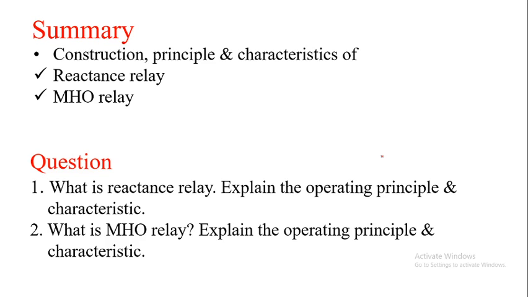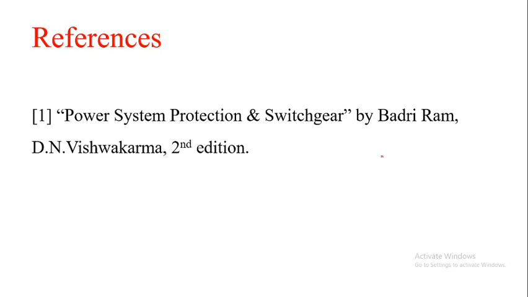Based on this concept, you may get the question: what is a reactance relay? Explain the operating principle and the characteristic. Along with the characteristic graph, the R-X diagram, you need to explain the meaning of reactance relay, and what a Mho relay is, and why the term Mho relay. You need to explain first the operating principle and characteristic. The torques are produced with the help of induction cup type construction, and you need to explain the operation. So these are the two questions you may expect in the question paper, and for this you can refer to the textbook.